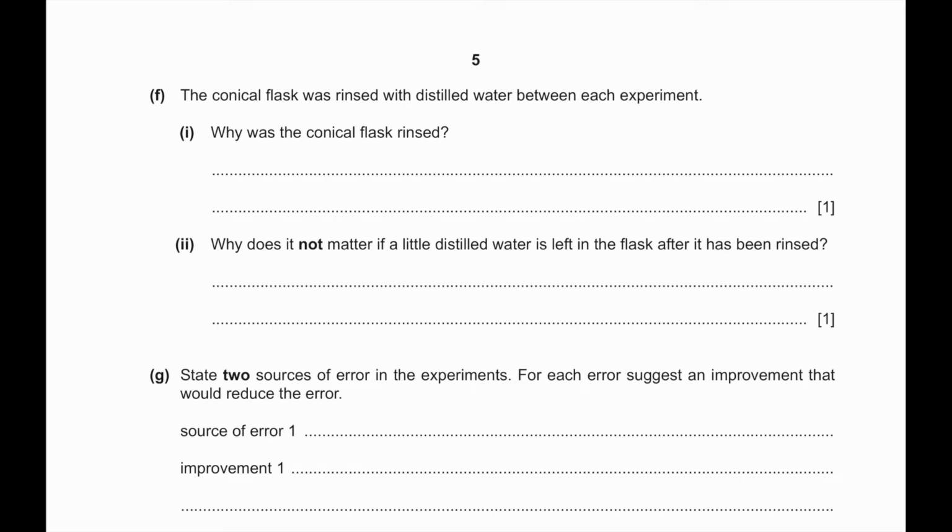Part F. The conical flask was rinsed with distilled water between each experiment. Why was the conical flask rinsed? Basically, once we dump the reagent from a particular experiment, to remove any residue from the previous experiment, we wash it with distilled water.